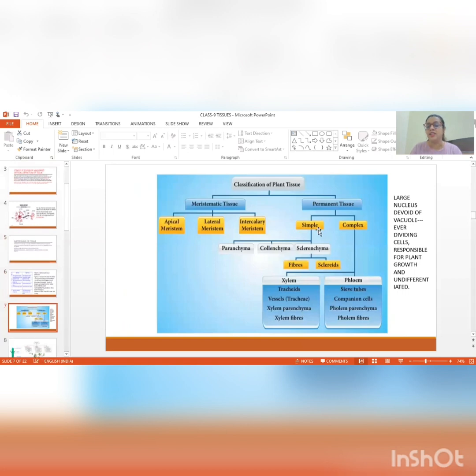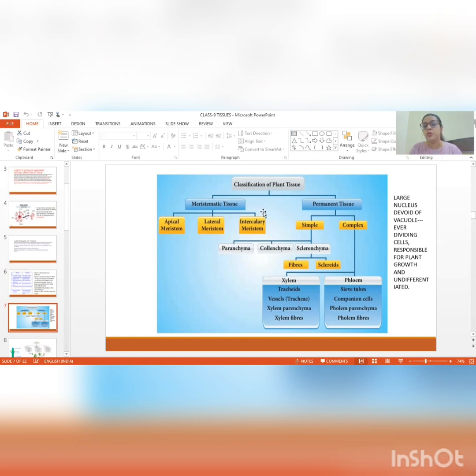Here you can see the classification of plant tissue: meristematic tissue and permanent tissue. Plant tissues are of two types: meristematic tissue, which is a dividing tissue, and permanent tissue, which is a non-dividing tissue. Meristematic tissues are also undifferentiated tissues, while permanent tissues are differentiated tissues. Undifferentiated means they have not attained a certain shape, size, or a particular function. They have not been assigned a particular function. But permanent tissues have a particular shape, a particular size, and they have attained a particular function.